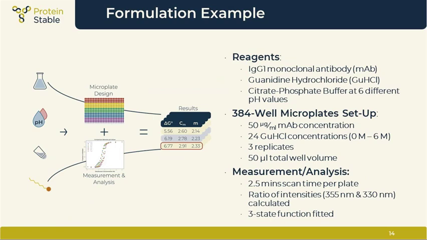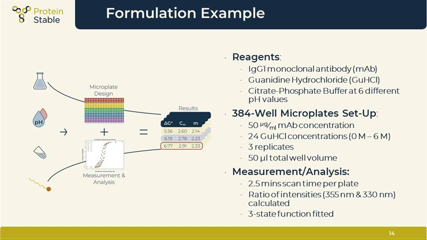So in this particular case, we're going to be looking at the stability of an IgG1 monoclonal antibody. We're going to be unfolding this antibody with the denaturant guanidine hydrochloride, and the particular formulation condition we're interested in testing here is the effect of pH with a citrate phosphate buffer. And we want to find out what the most optimum pH is for this particular antibody. We'll utilize a 384 well microplate format and using 24 denaturant concentrations from 0 moles up to 6 moles with 3 replicates and a total well volume of 50 microliters.